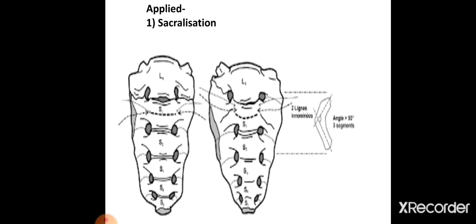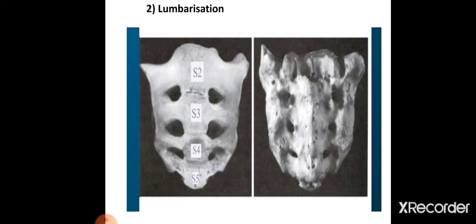First is the sacralization. In this, the L5 vertebra fuses with the sacrum. This is known as sacralization. Opposite is the lumbarization. In this, S1 vertebra fuses with the L5 vertebra. So in the sacrum we have only 4 sacral vertebrae. These are marked as S2, S3, S4, S5 in this image.